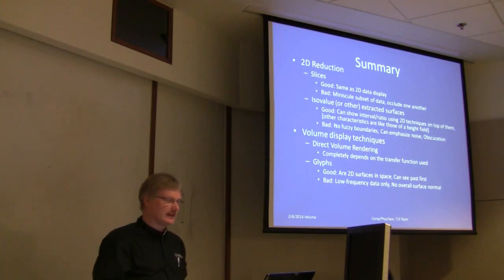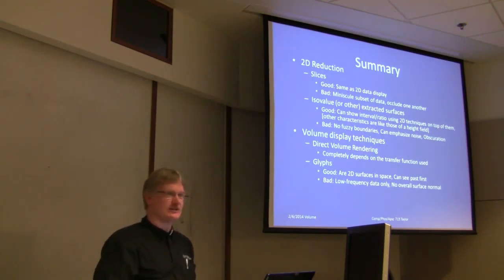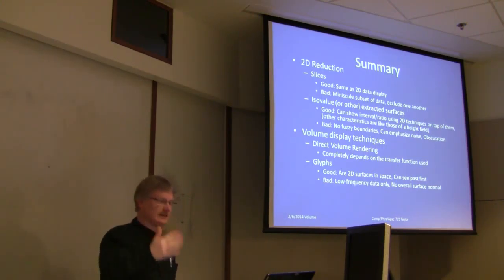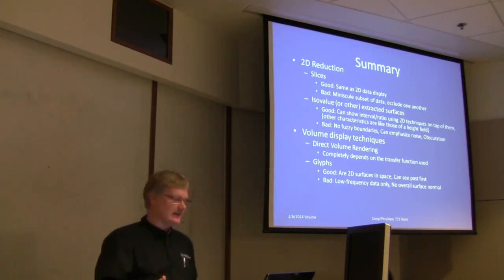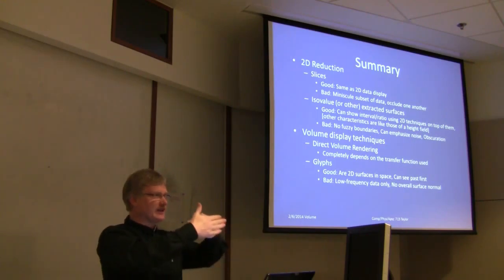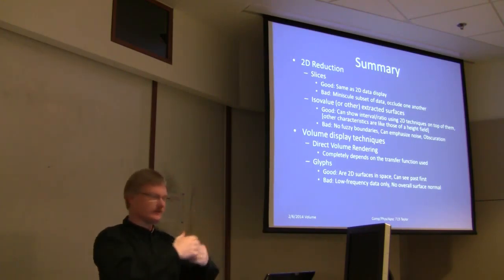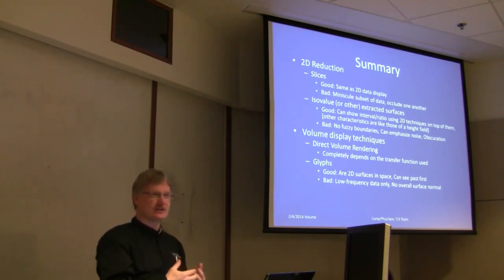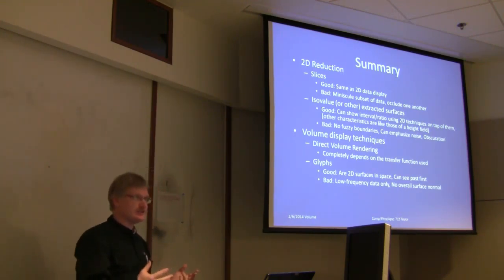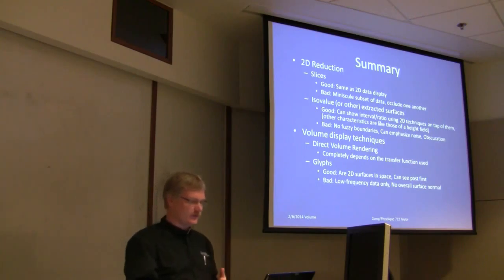All right, so we've looked at 2D reduction from 3D to 2D. One is by slices. The good news is the same as the 2D data display. The bad news is it's a minuscule subset of the data, and you can't show a bunch of them at once because they occlude each other. You can also extract along an iso value or some other contour that's relevant to the data, extracting according to blood vessels. And then you can show interval ratio data using the 2D techniques that we showed from before.